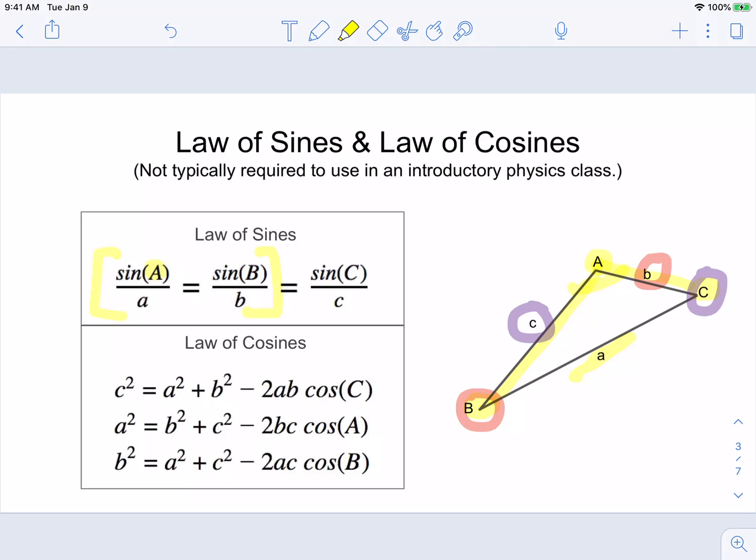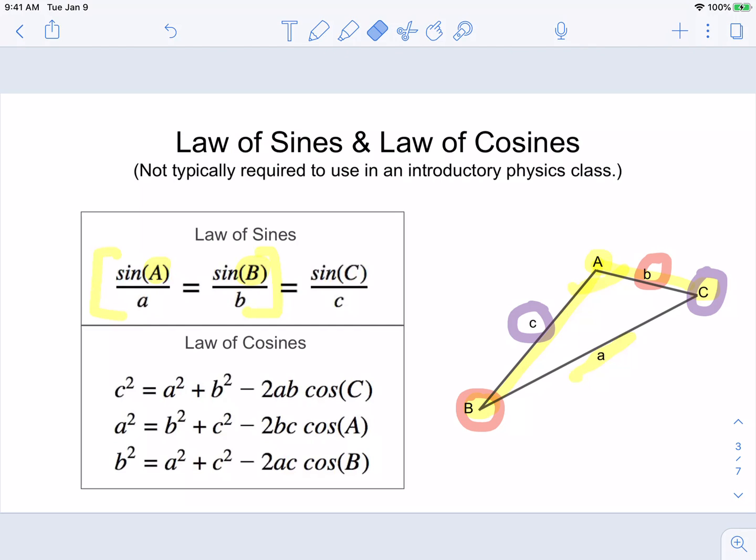That means maybe you know angle A, angle B, and one of the sides, and you're looking for the other side. Or maybe you know the two sides and one of the angles, and you're looking for the other angle. So law of sines is very helpful based on what information you know. The law of cosines may also be used.